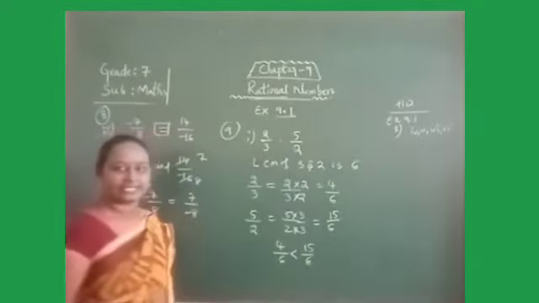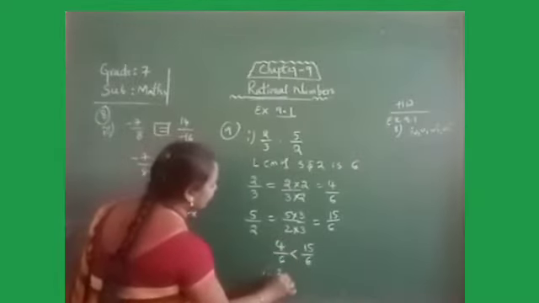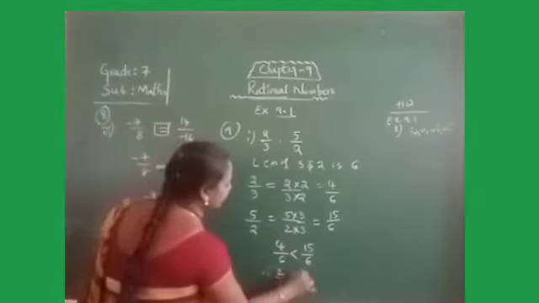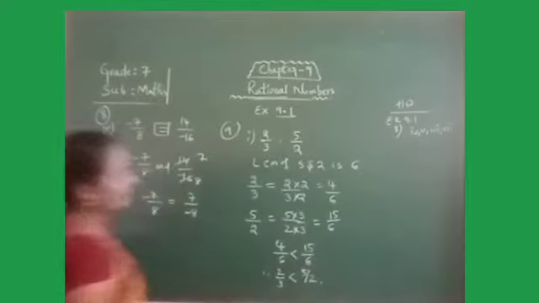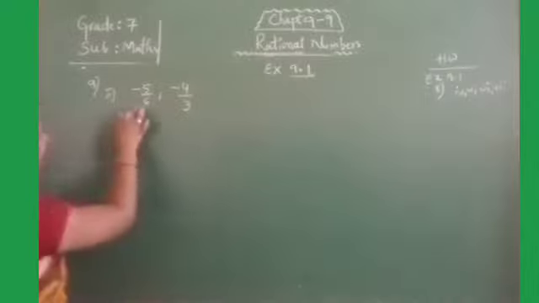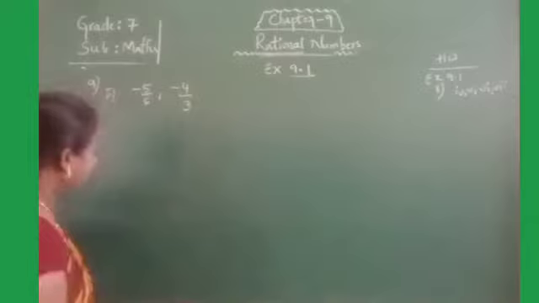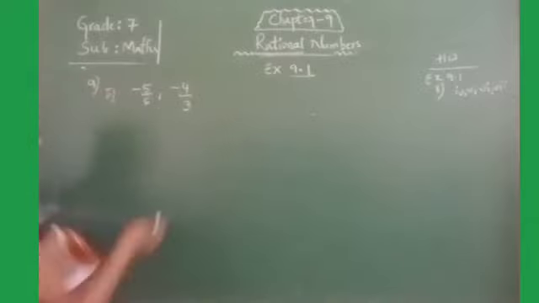15 by 6 is greater than 4 by 6. So therefore 2 by 3 is less than 5 by 2. Is it clear? Right. See here, minus 5 by 6 and minus 4 by 3. So which one is greater?